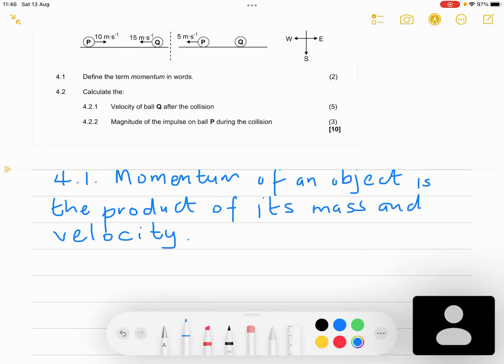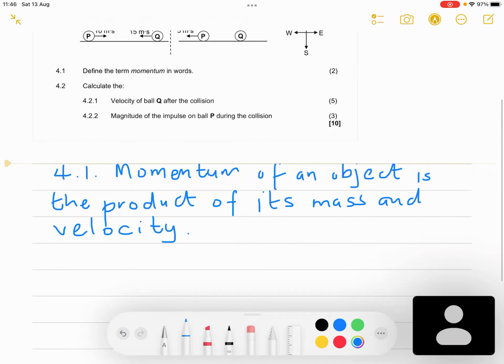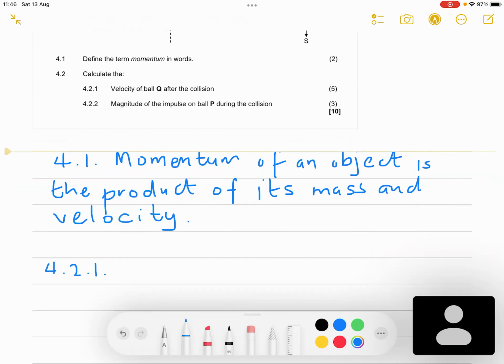So 4.2.1, calculate the velocity of ball Q after the collision. Okay, how are we going to do that? So we have ball P and we have ball Q. We know both the masses. We know both the initial velocities. We know the one final velocity. We are asked to calculate the second final velocity. So the first thing we're going to do is choose which direction is positive. I'm going to take east as positive. You have to say that. So that's the first thing.